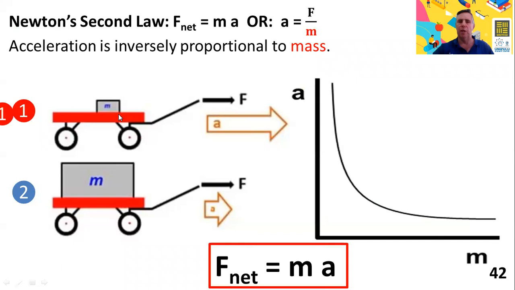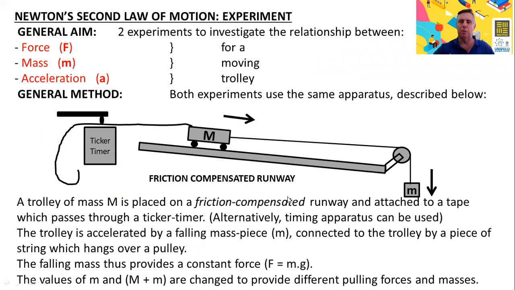We find in the first case, if the mass is small, the acceleration would be large. The second case, if the mass is large, the acceleration would be small. Now, of course, this is just theory. And as scientists, we would like to investigate. So we're going to do this experiment. And you can see the write-up of the method in your notes. We're investigating 3 variables, but of course, we'll only look at 2 at a time.